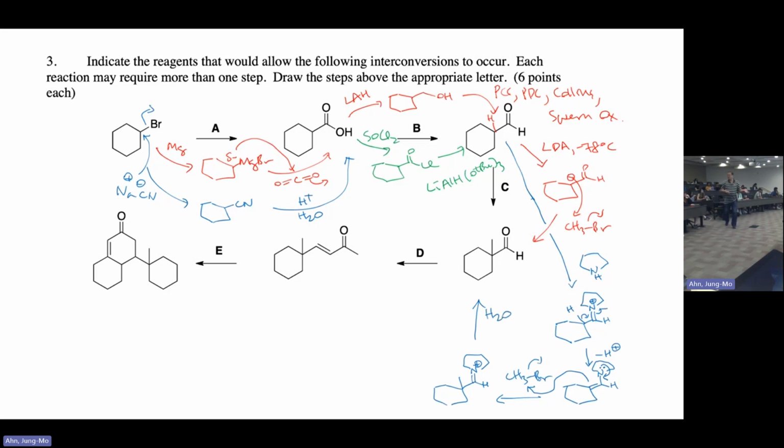You're either using LDA, making the enolate with LDA, or you can make an enamine and then go for an alkylation reaction. And now coming back to these reactions, this part is that part. So this is a carbon that used to be the carbonyl.